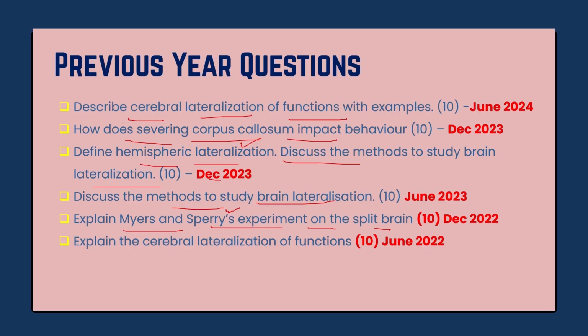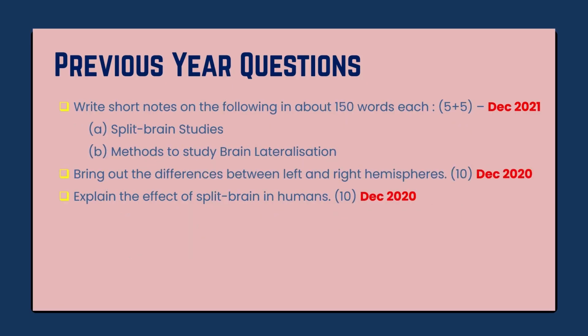Then June 2022: explain the cerebral lateralization of functions. It doesn't end here. We have December 2021, where a question from this part came: write short notes on the following in about 150 words each. Split brain studies, methods to study brain lateralization. Then December 2020: bring out the differences between left and right hemispheres. We have the table. You just learn that and explain it a bit.